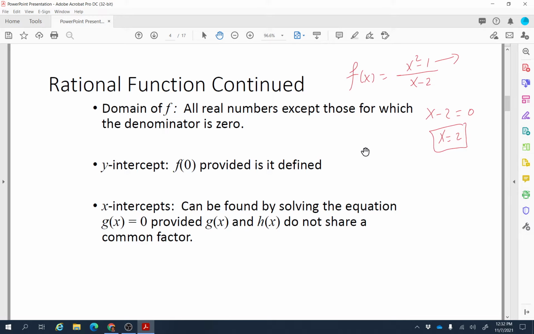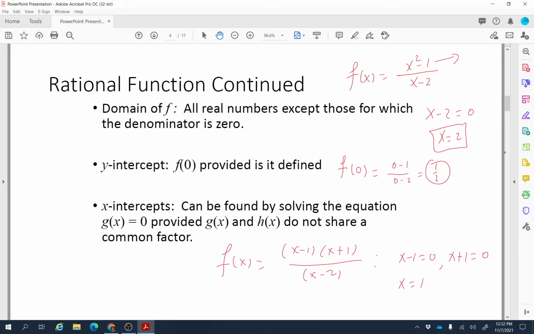For example, for this particular function, the y-intercept is f of 0, which is 0 minus 1 over 0 minus 2, which is one half. For finding the x-intercept, you factor the top, which is x minus 1, x plus 1, and the bottom, which is already factored, x minus 2. Here you don't see any common factor, so you don't have to cancel. You just equate each factor on the top with 0 and solve for x. These are the x-intercepts for this rational function.